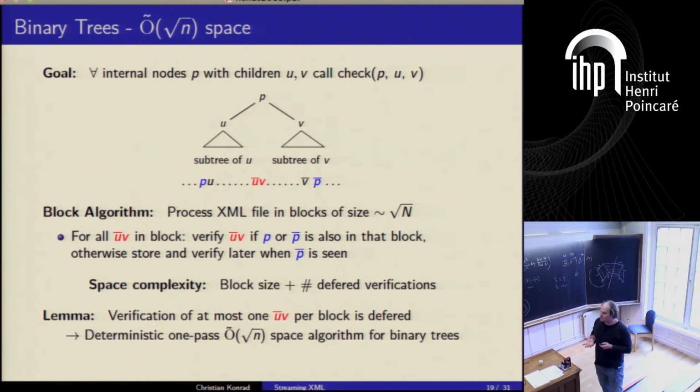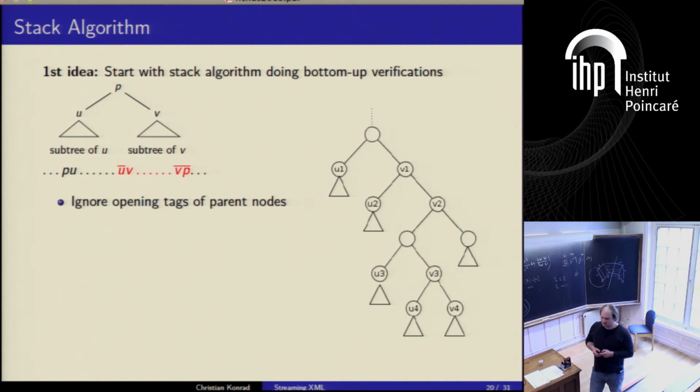Okay, so binary trees give square root of n here in one pass. Now, we will try to design an algorithm that does, in fact, two passes, one in normal direction and one in reverse direction, that gives a log square space algorithm, in fact. And here's the idea for the special case of binary trees.